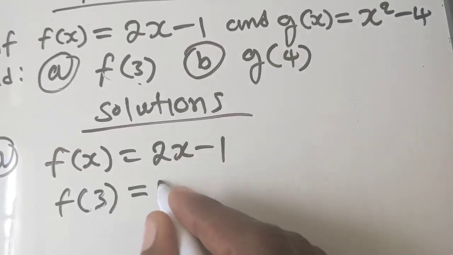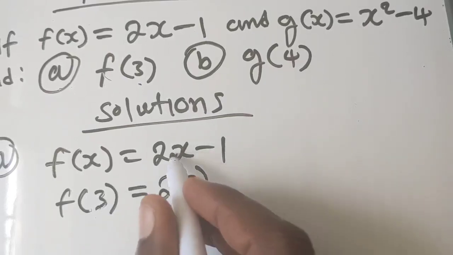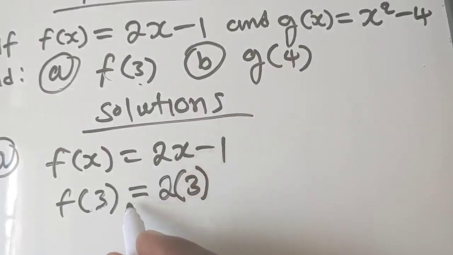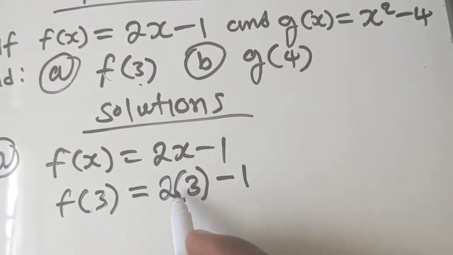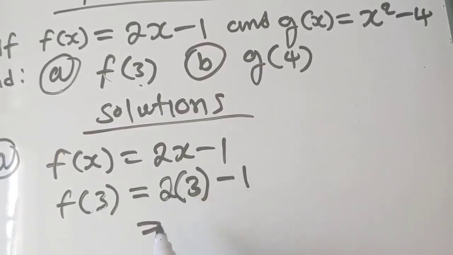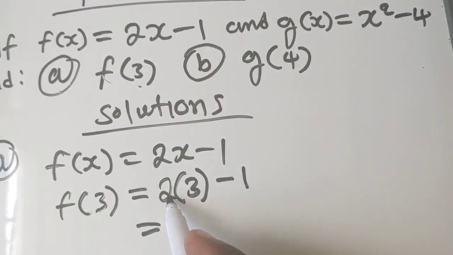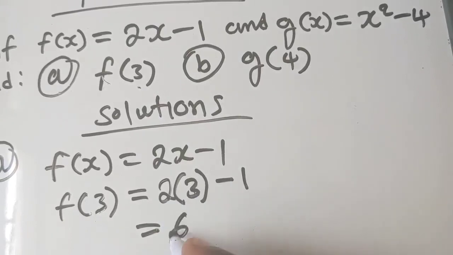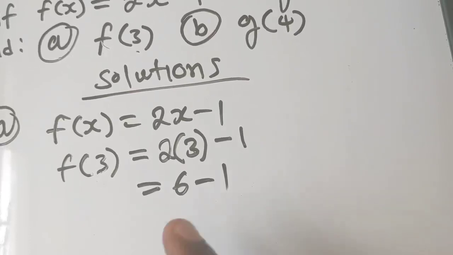So here we are going to put 2 multiplied by 3. X has been substituted by 3 here. The function goes on, it says minus 1. So you just continue. What is 2 multiplied by 3? If the number is attached to a bracket, it is supposed to be multiplied with everything in the bracket. So 2 multiplied by 3 is 6, minus 1. Now, what is 6 minus 1?